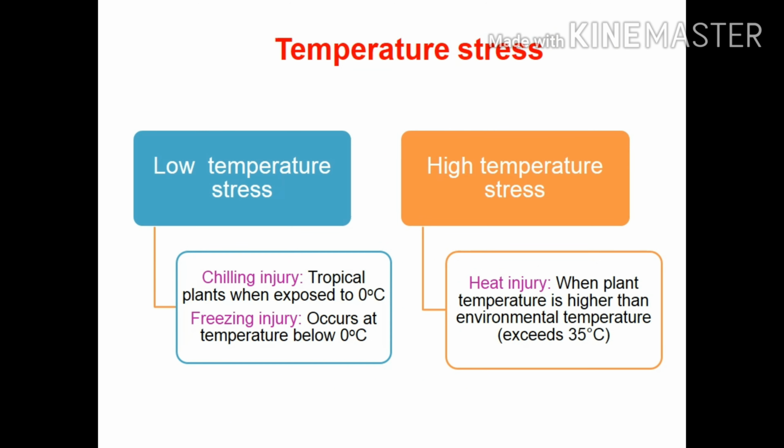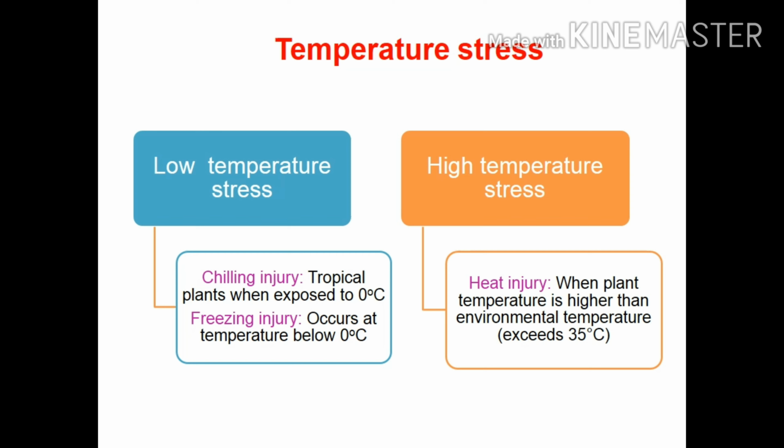The next one is temperature stress. There are two stresses, as I told, the low temperature stress and high temperature stress. In the low temperature stress, again two types: chilling injury, when the tropical plants are exposed to 0 degrees Celsius, and another is freezing injury. This occurs at temperatures below 0 degrees Celsius.